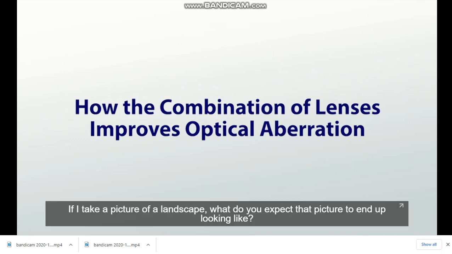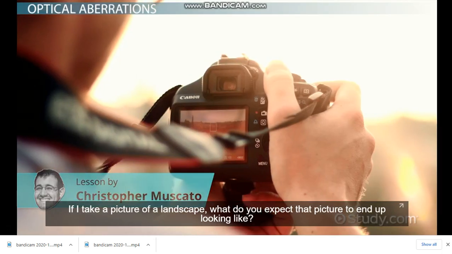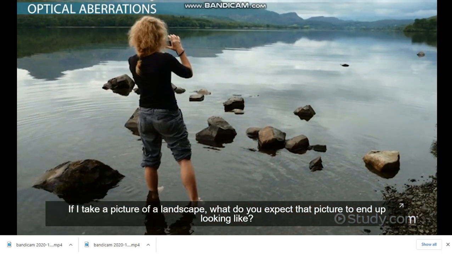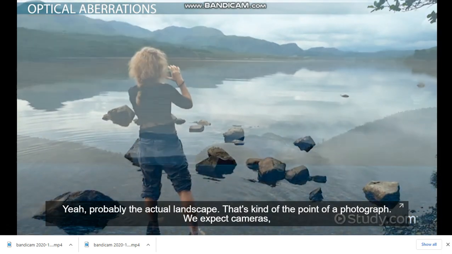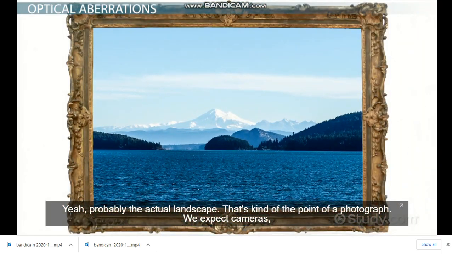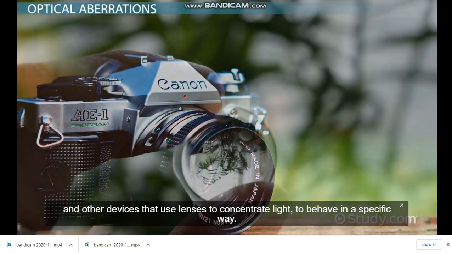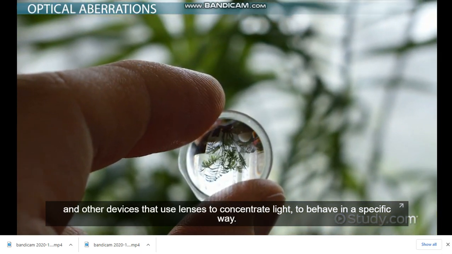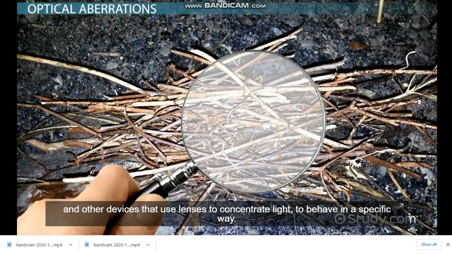If I take a picture of a landscape, what do you expect that picture to end up looking like? Yeah, probably the actual landscape. That's kind of the point of a photograph. We expect cameras and other devices that use lenses to concentrate light to behave in a specific way.